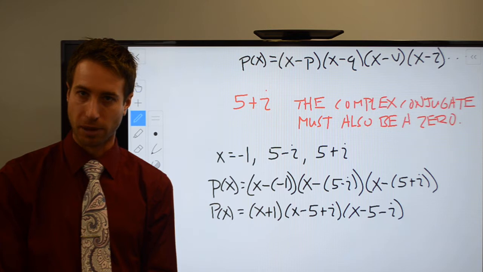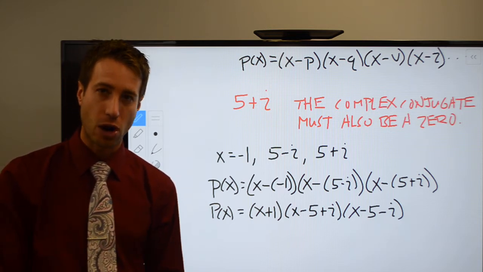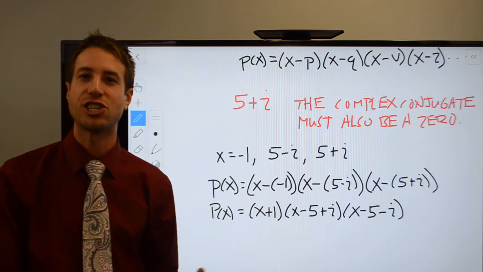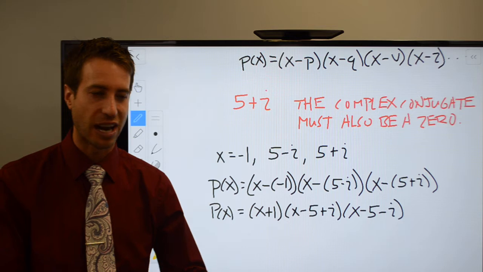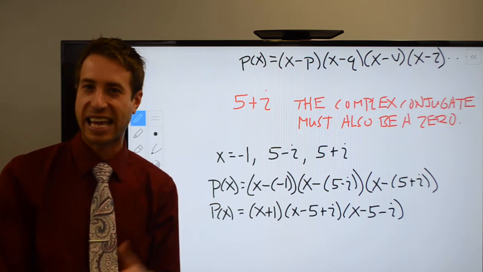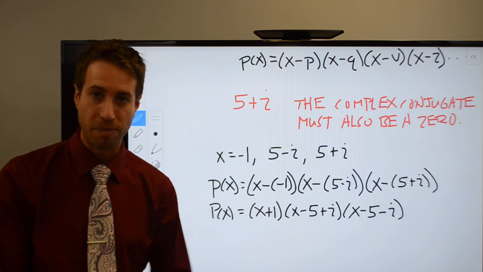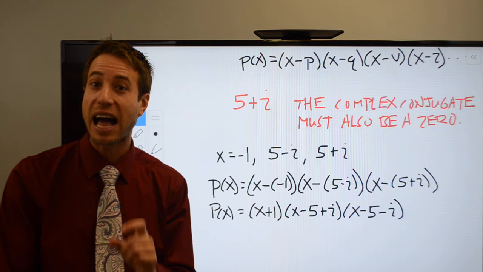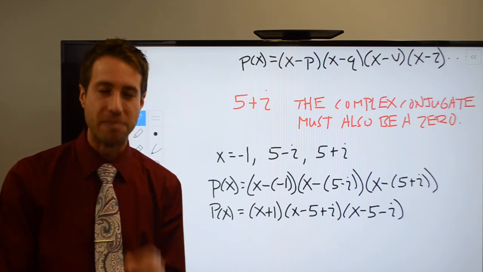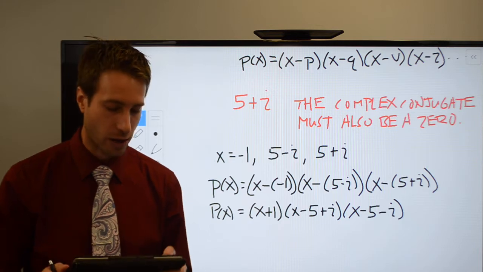In these problems, the i's will always drop out. It's going to be a cancellation palooza. Once you've multiplied these guys together, you're going to have a whole bunch of terms that cancel each other out. All of the i's will drop out. If you get to the end and you have a polynomial that still has an i in it, you made a mistake. Go back and figure out what you did wrong. So here we go.